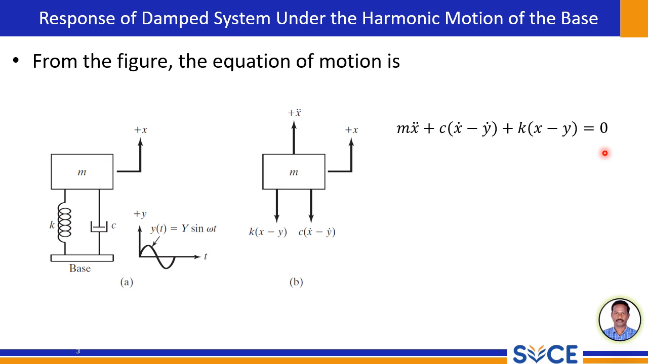Let's see what it is. m x double dot represents the inertia force. c times (x dot minus y dot) represents the damping force. k times (x minus y) represents the spring force. The equation is a second order differential equation that describes the motion of the mass m under the influence of the base excitation.